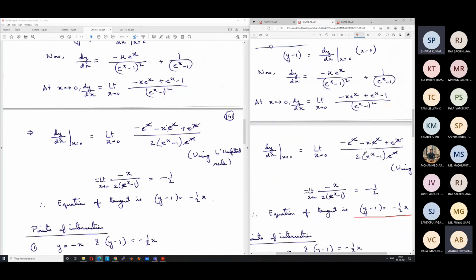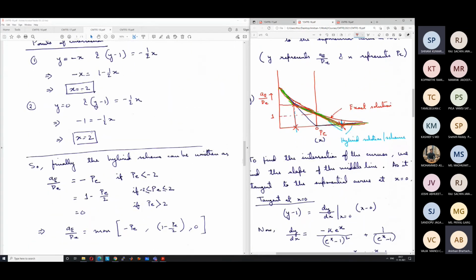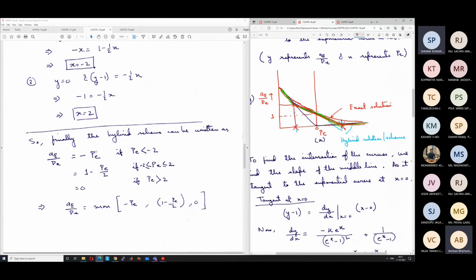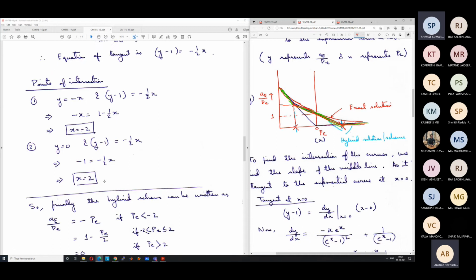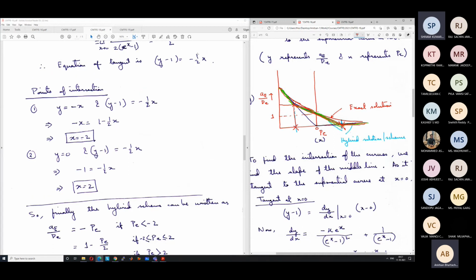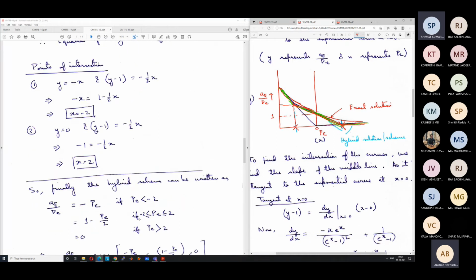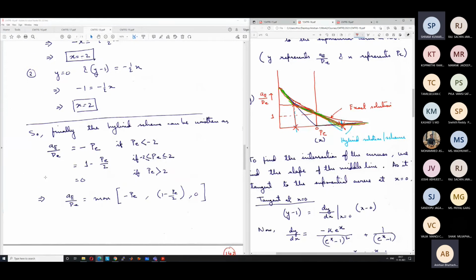Okay. So now we can write this scheme as A by D is equal to minus P. Remember, y is equal to minus x. So A by D is equal to minus P if the Peclet number is less than minus 2. A by D is equal to 1 minus P by 2 if P is between minus 2 and plus 2. And A by D is equal to 0, so y is equal to 0, this line, if the Peclet number is greater than 2. So this is known as the hybrid scheme. Okay, this is the A by D value for the hybrid scheme.